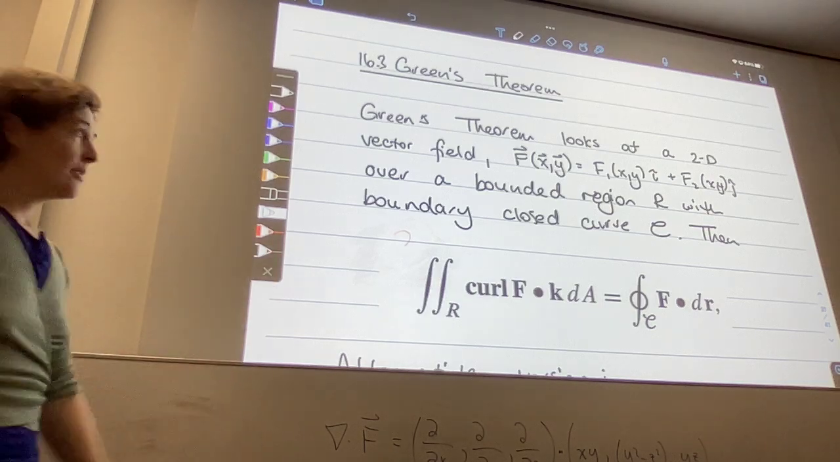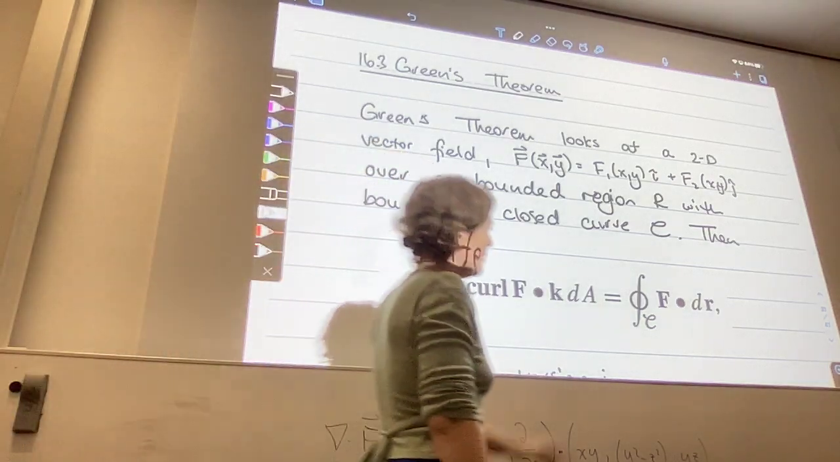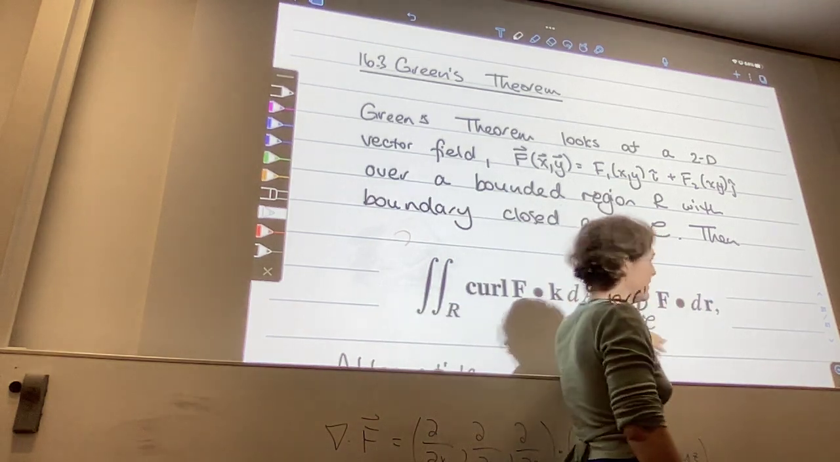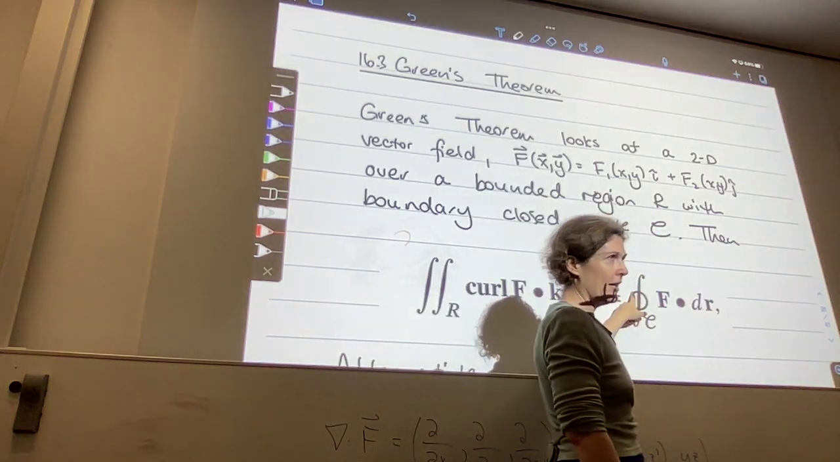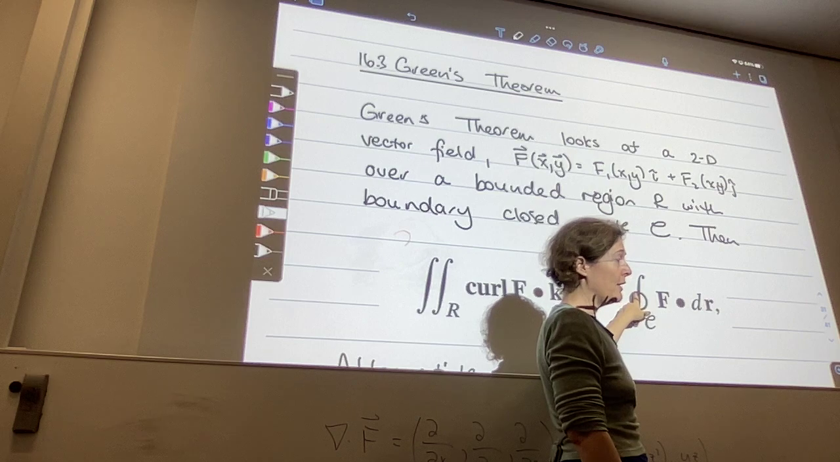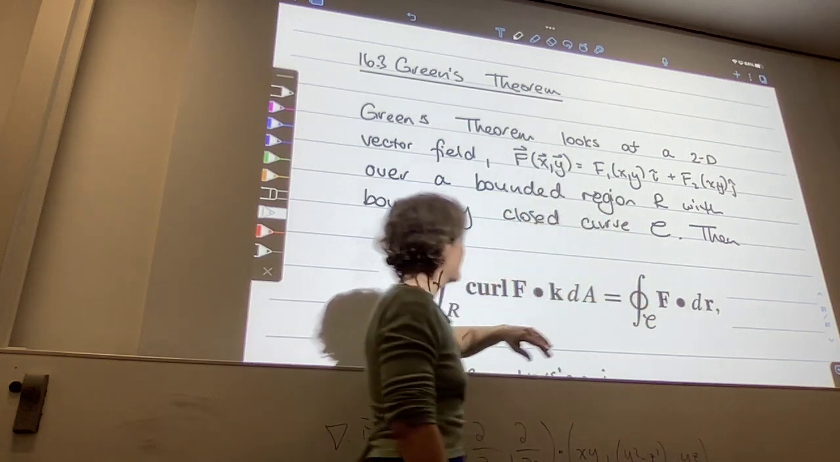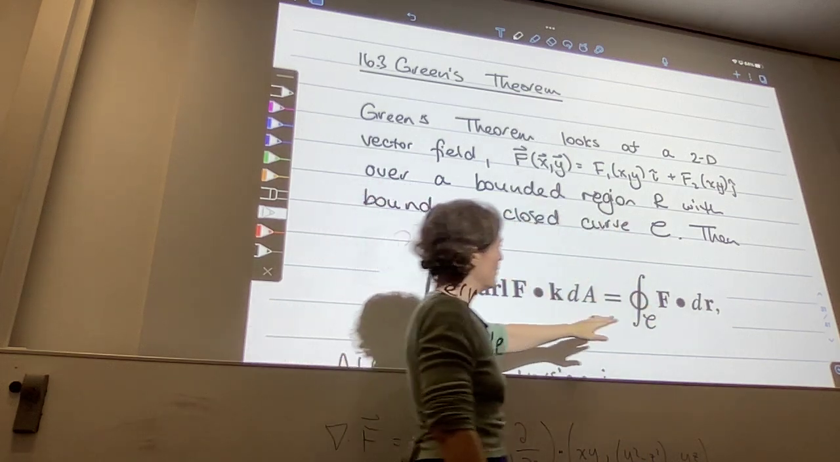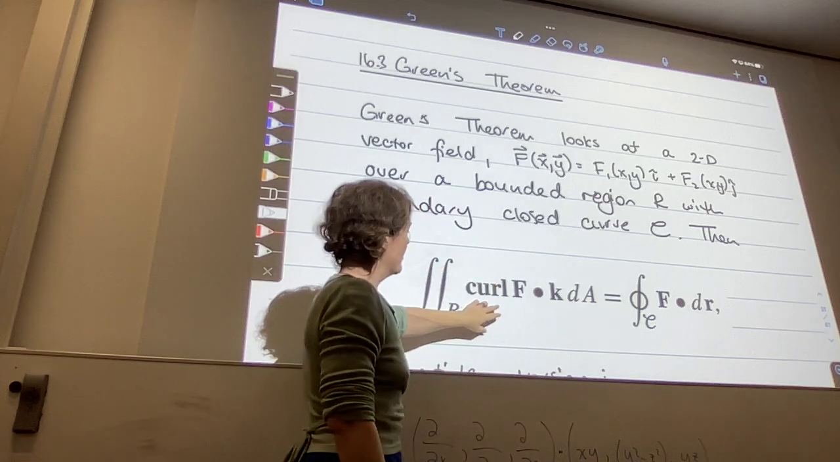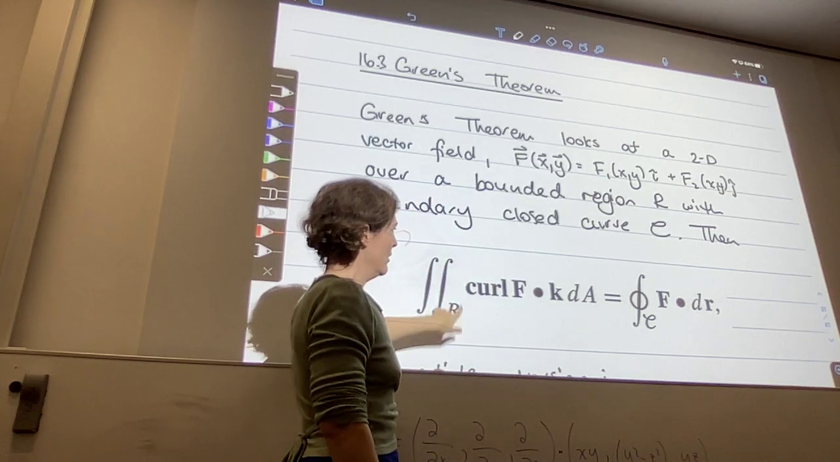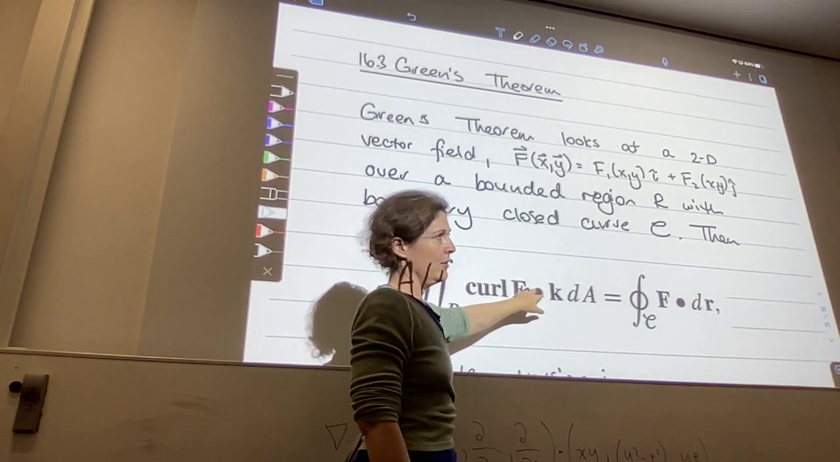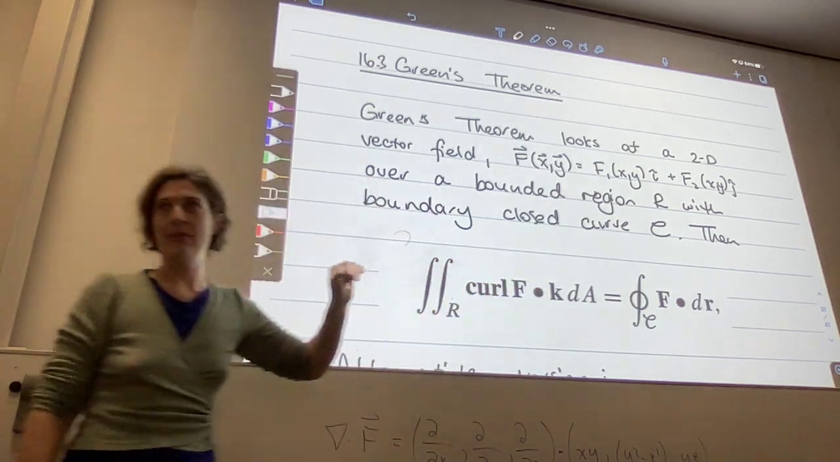And what does it tell us? Well, remember we were calculating these things and it was quite a pain. It was a line integral and involved a bunch of stuff. But Green's theorem tells us that in fact we could redo this by doing a surface integral of the curl of F dotted with k, whatever that means.